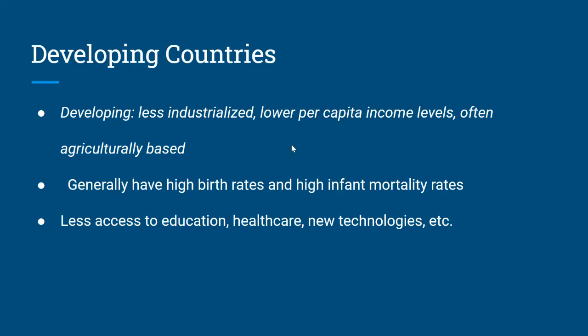Developing countries are less industrialized, they have lower per capita income levels, and they're often agriculturally based rather than industrialized. So more agriculture, less industry. Generally, they have high birth rates and high infant mortality rates, and that goes with the reasons I said in the previous slide. They also have less access to education, healthcare, and new technologies.